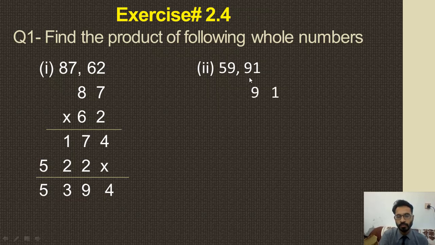In first row, we will write greater number 91. At second row, first we put multiplication sign. This cross sign is multiplication sign. And then we will write 59. 9 under 1 and 5 under 9. First we will multiply 9 with 1 and 9. Then we will multiply 5 with 1 and 9.